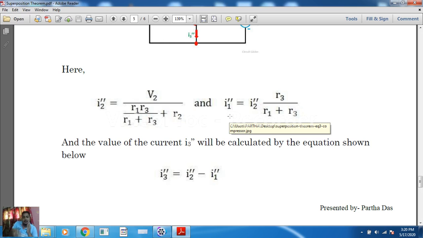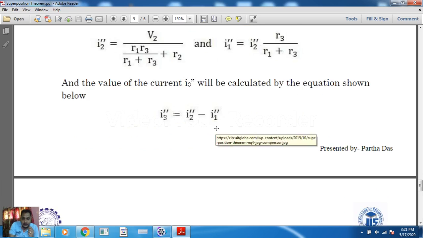Same thing we have to repeat, considering V2 as a source, and due to that the current direction will change, and as per that we have to calculate the equivalent resistance, then find out the main current, then find out the branch current. So like this way we have to calculate again and again. So in the circuit if we have three sources, we have to consider each source at a time, and for each source we have to do the same thing.